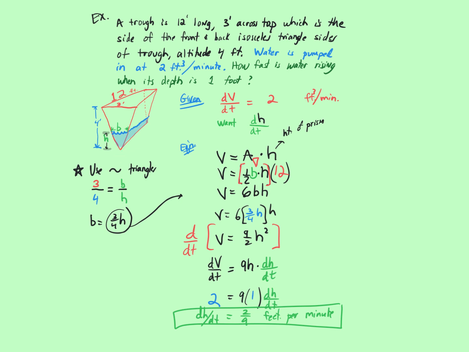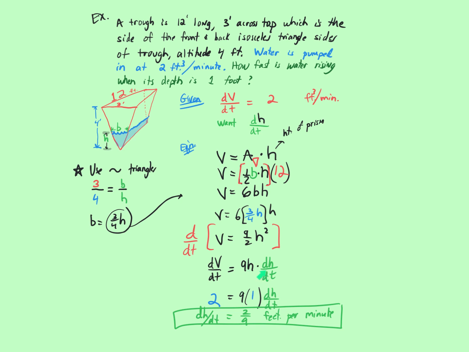Similar triangles have proportional sides, so corresponding ratios will be equal. 3 to 4 will be equal to b to h. And from that proportion, we can see that b is 3/4 h. And when we substitute that in, now we have our function just in terms of V and h. So, step 3, the derivative with respect to t, we get dV/dt equals 2 times 9/2, h to the 1 power times dh/dt.